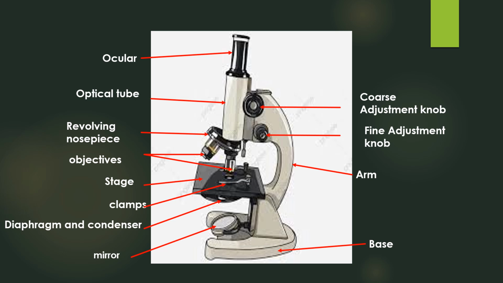The parts of the microscope are ocular, optical tube, coarse adjustment knob, fine adjustment knob, revolving nose piece, objectives, stage, arm, clamps, diaphragm and condenser, mirror, and the base.